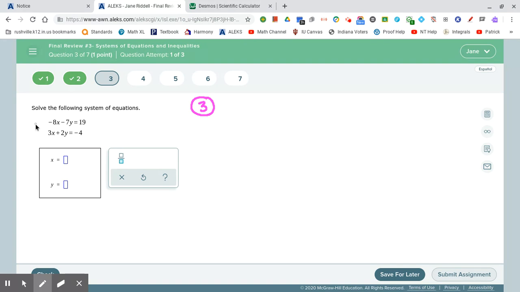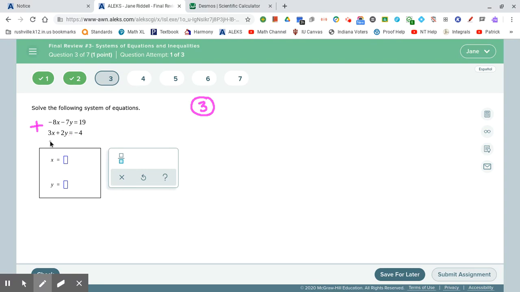So the goal with elimination is to be able to add your two equations together and to get a variable to eliminate. So right now I have negative 8 plus 3, which will give me a negative 5x. I have negative 7 plus 2, which will give me a negative 5y. Nothing eliminated there. So that means I need to do a little bit of work before I begin. I need to pick either to eliminate x or to eliminate y. It really does not matter. Yours, you might have a more clear answer because maybe you have some nicer numbers to work with.